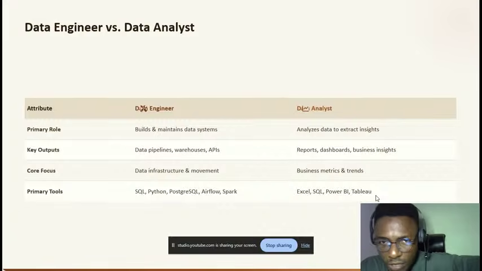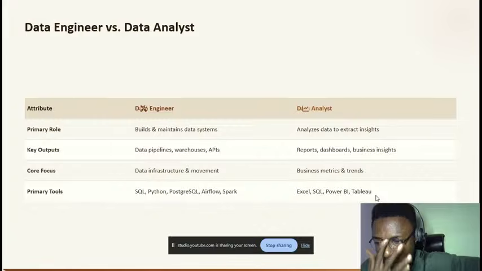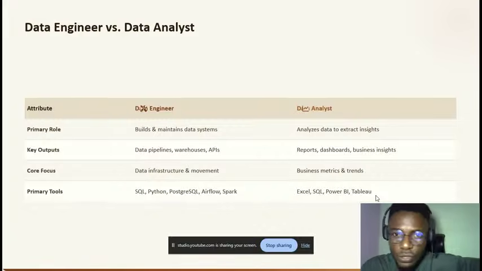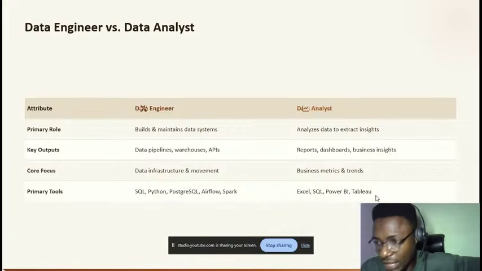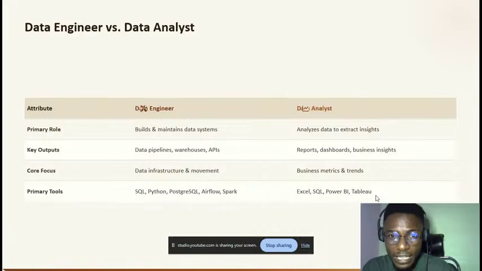Now, we said the data engineer builds and maintains data systems, while data analysts extract insights. The data engineers build pipelines, warehouses, and APIs as their outputs. Data analysts build reports, dashboards, and the like. The data engineer's core focus is on infrastructure and data movement, while the analyst focuses on business metrics and trends. Then the primary tools of data engineering: for me, I would say the primary tools are Python and SQL, because when you mention Postgres, it's a kind of framework for Python. When you mention Airflow, it's a kind of framework. When you mention PySpark, it's a kind of framework.